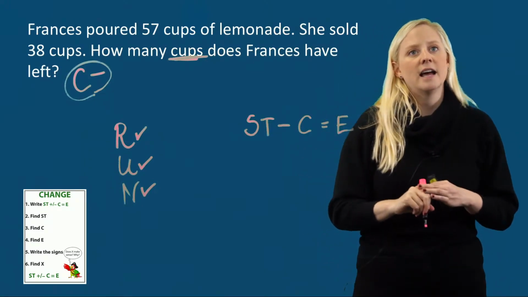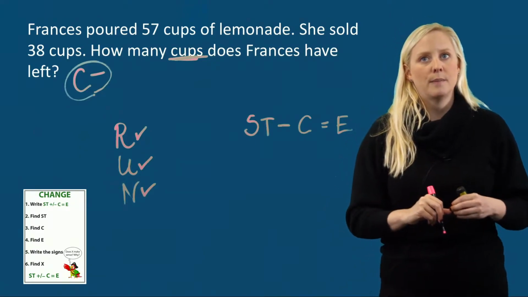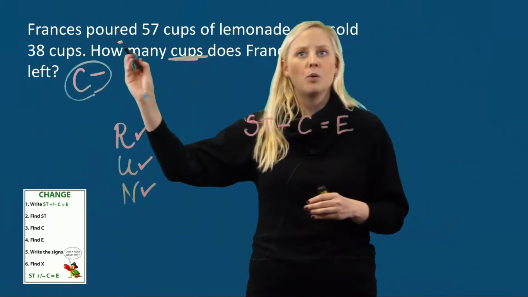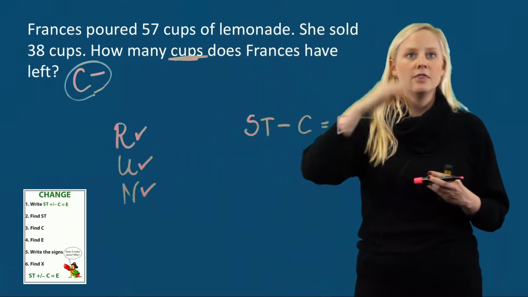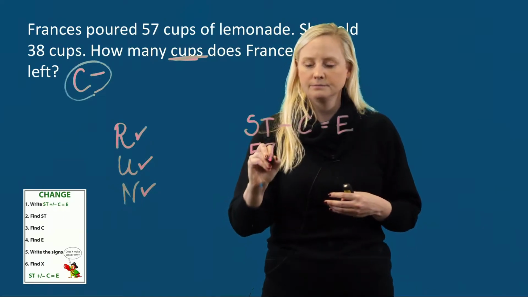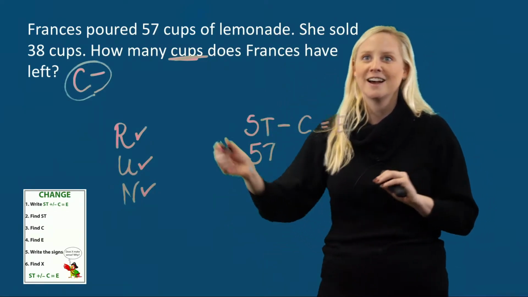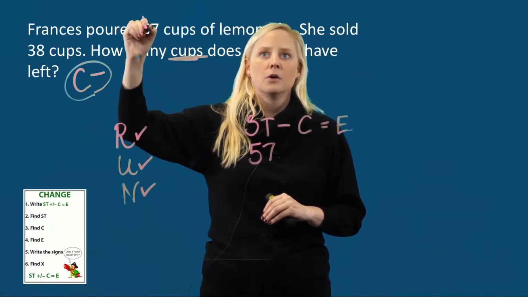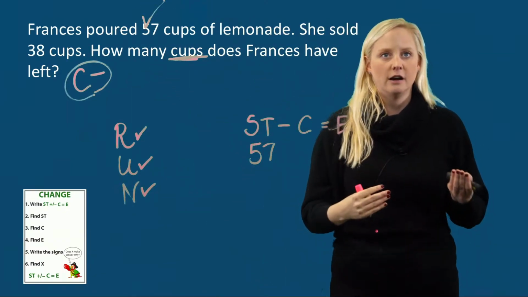Step 2 says find ST. ST stands for the starting amount. Here it says Frances poured 57 cups of lemonade. That was the amount with which she started. So I'm going to put 57. 57 cups of lemonade. We've used that number, so we're going to check it off.